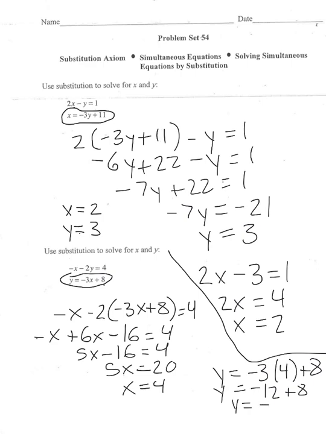And I get y equals negative 4. So my solution to this set of simultaneous equations is x equals 4 and y equals negative 4 right here. So take a look at the set for this one and give it a shot.